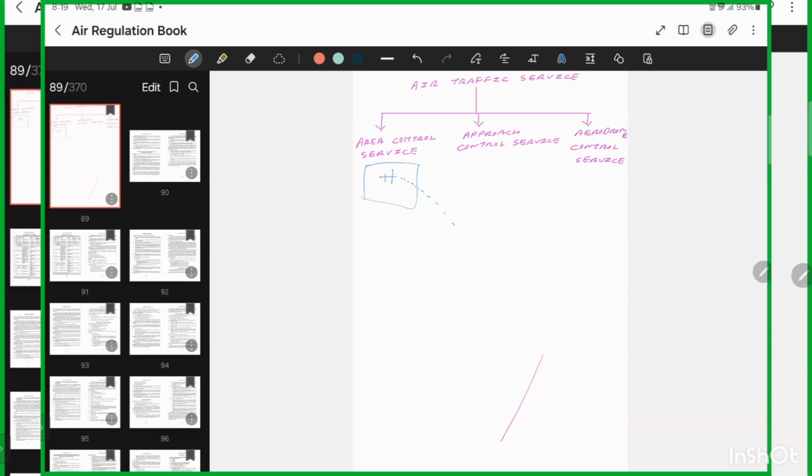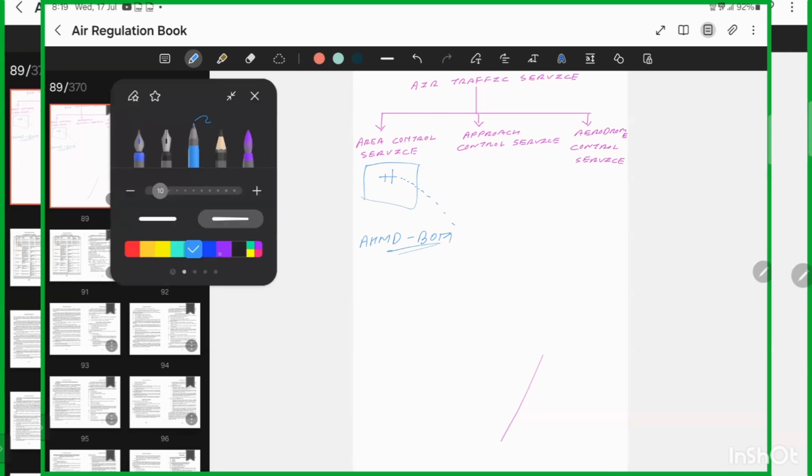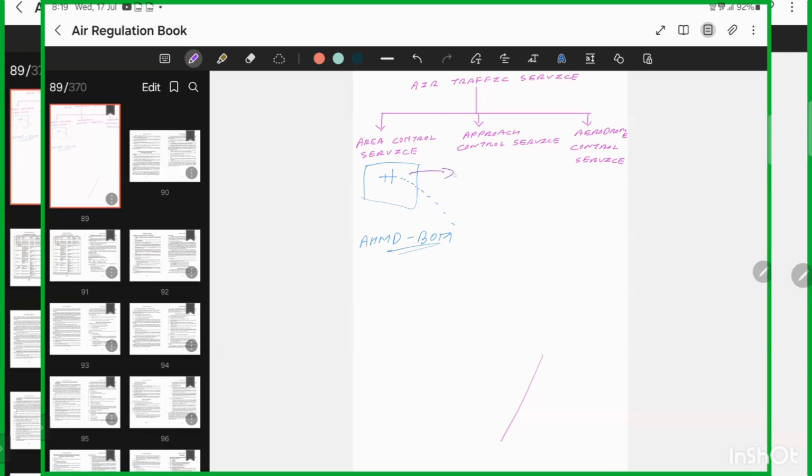Let's say there is an aircraft coming from Ahmedabad to Mumbai, Bombay. Initially, he will be under area control. Once he is going for landing, at that time from area control, he will enter the approach control services. What is the job of this approach control services?